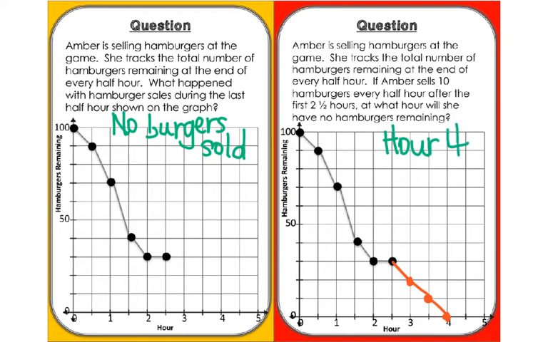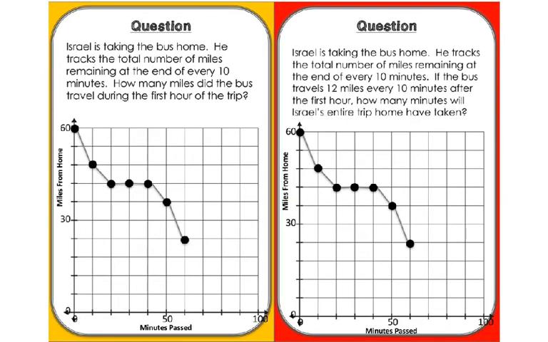All right. Let's try one more set of data points here. It says Israel is taking the bus home. He tracks the total number of miles remaining at the end of every 10 minutes. How many miles did the bus travel during the first hour of the trip? Let's take a look first at our scales. So here we've got minutes passed. I see 50 minutes here, so we're going up by 10 minutes: 10, 20, 30, 40, 50.